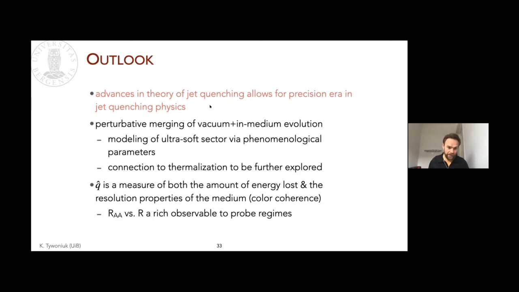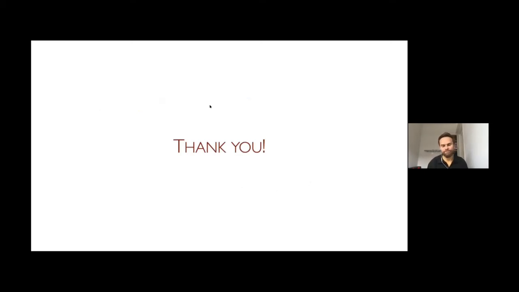Finally, q-hat is a measure of both the amount of energy lost and the resolution properties of the medium due to color coherence. That's one of the main messages here: it tells you how many partons should be quenched and how hard they are quenched. Therefore, we have shown that the R dependence of these jet spectra are very rich observables to probe different regimes, and this is still to be completely taken advantage of. Okay, thank you very much for your attention.